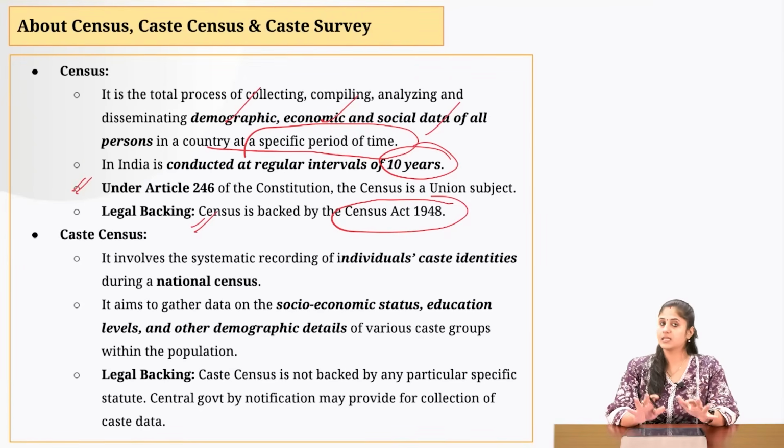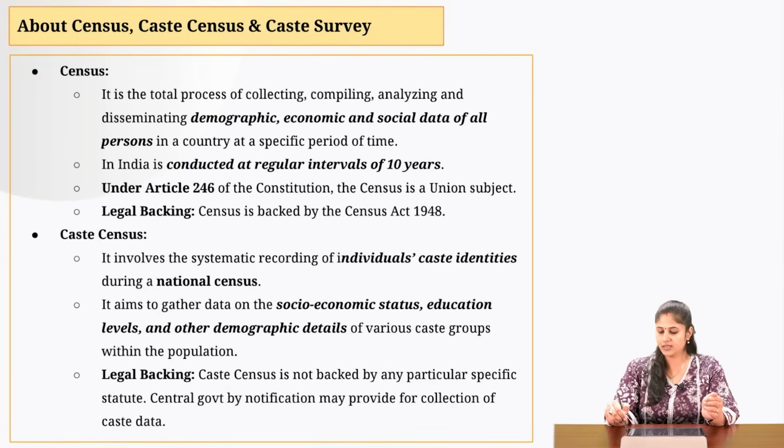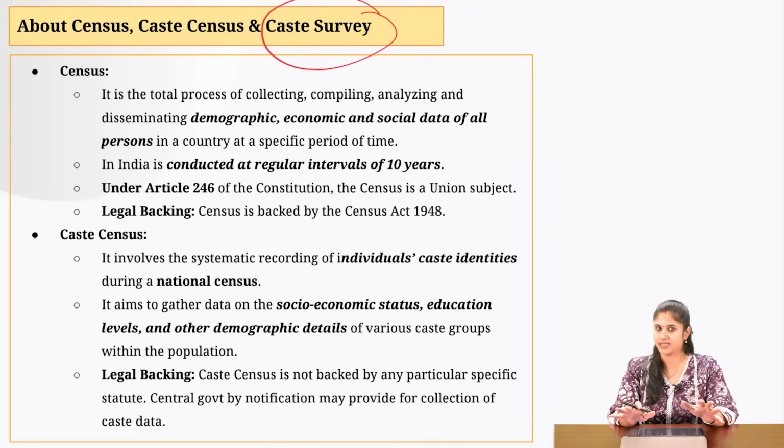And this particular census is a part of the union list. So, the state governments are not authorized to carry out the census, and that is the reason you will see why the states go with caste survey and not with caste census, because census falls in the union list.